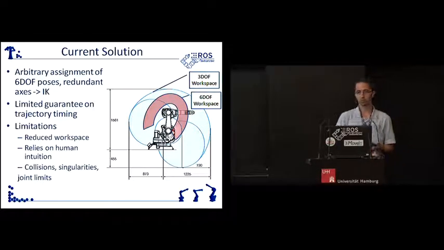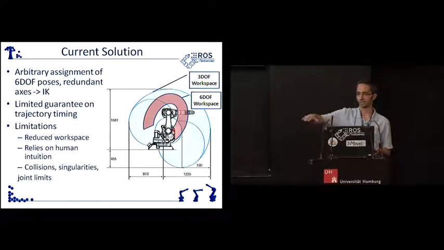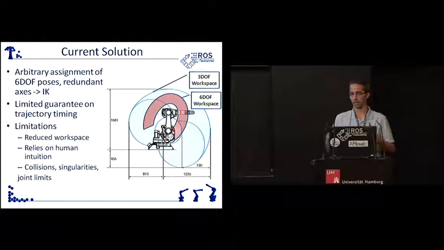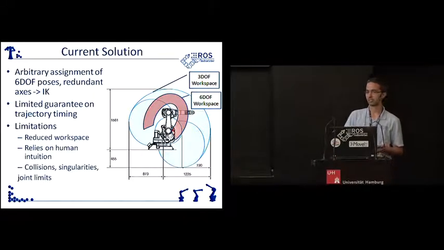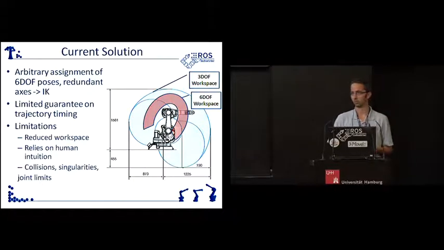So when you're specifying these paths, you're relying a lot on human intuition. You want the human operator that's using these tools to essentially say, well, I'm going to set the orientation at this because that keeps my elbow out of the way and it won't run into things. But human intuition only goes so far. And certainly collisions, singularities, and joint limits, they really don't get accounted for in current solutions. But we know within ROS we can handle these things.